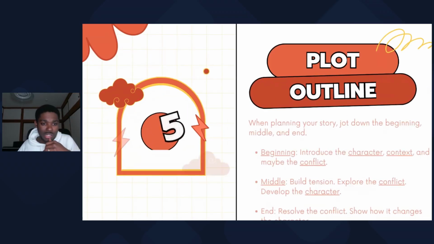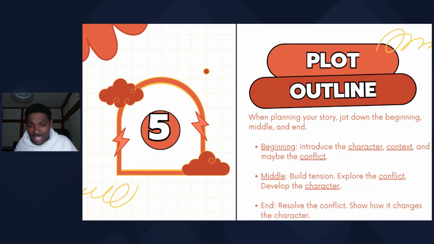Tip number 5, plot outline. When you're planning your story, you need to write a plot outline before you start writing the story. It's very easy for us to get carried away and the story ends up going all kinds of weird places and we end up writing 800 words, run out of time, and we can't do section D. Use a plot outline to avoid that kind of mess.